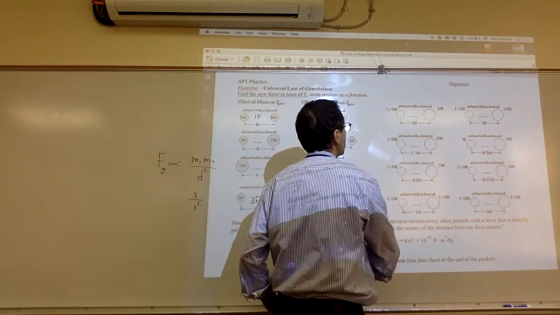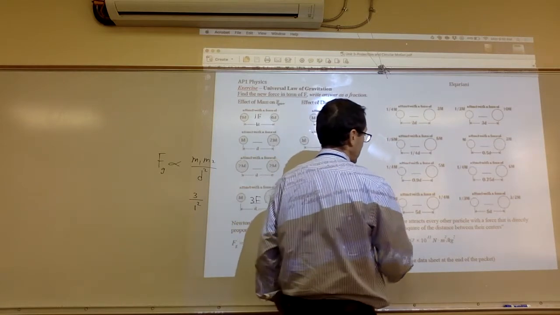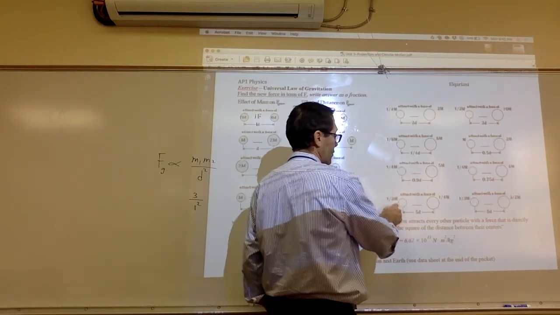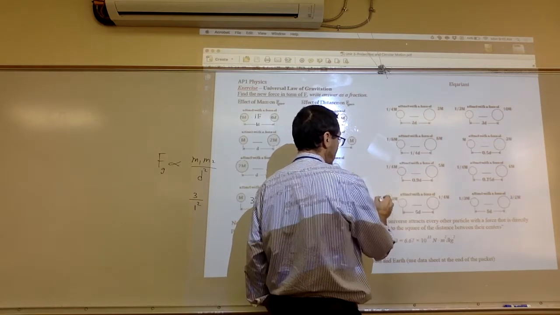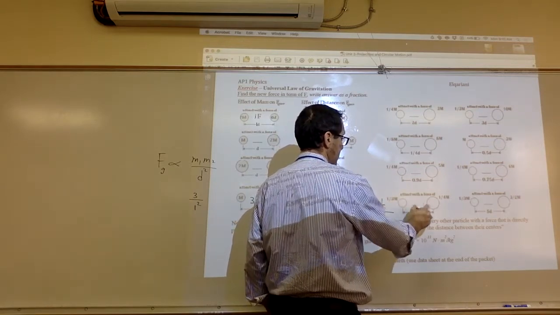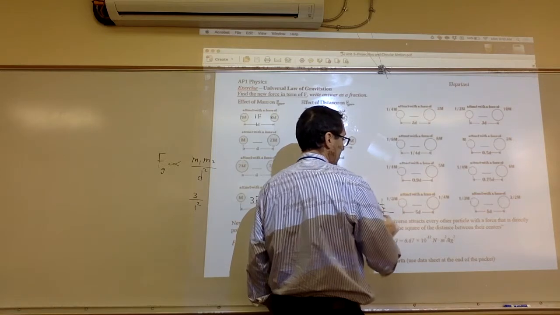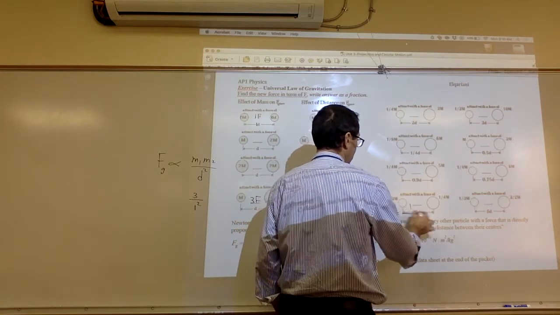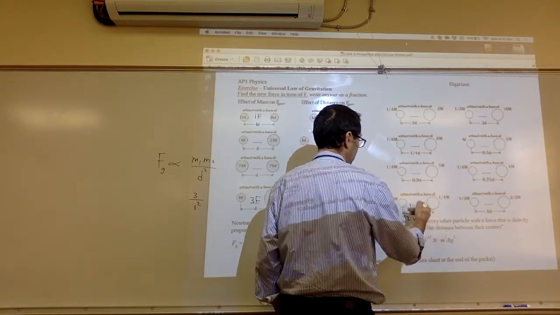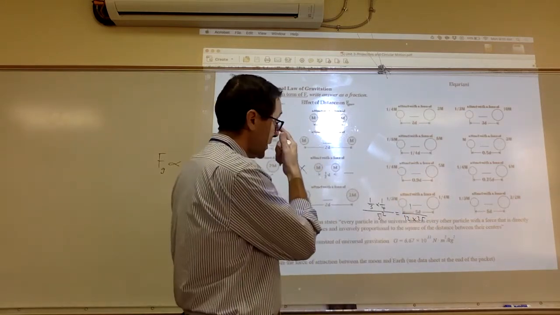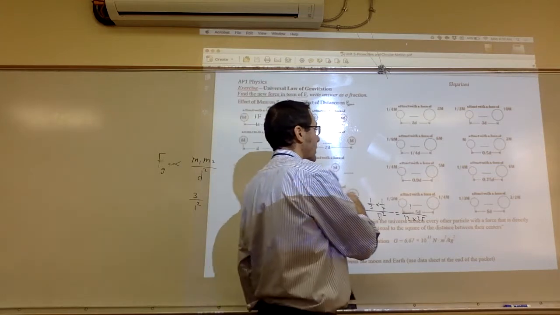So let's look at, I don't know, we can look at this bottom one here. So the mass is 1/3 as much, this mass is 1/4 as much, and the distance between them is 5 times as much. So now if you do the math, you get 1 over 12 times 25, and you can do the math for that. That looks like 300.